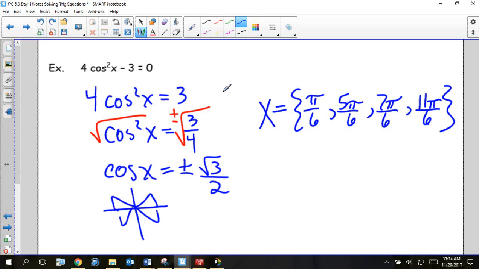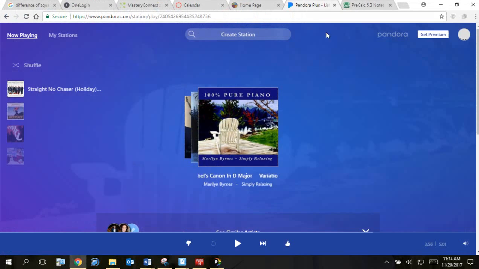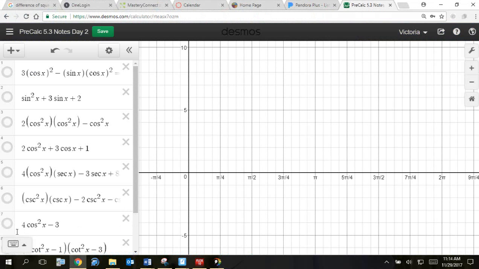Now I graphed some of these. I think this is one of the ones I graphed. So you could actually see the graph of it and see how it has 4 answers between 0 and 2 pi. So I used Desmos. I've already typed them in so I can just turn it on and you guys can see.